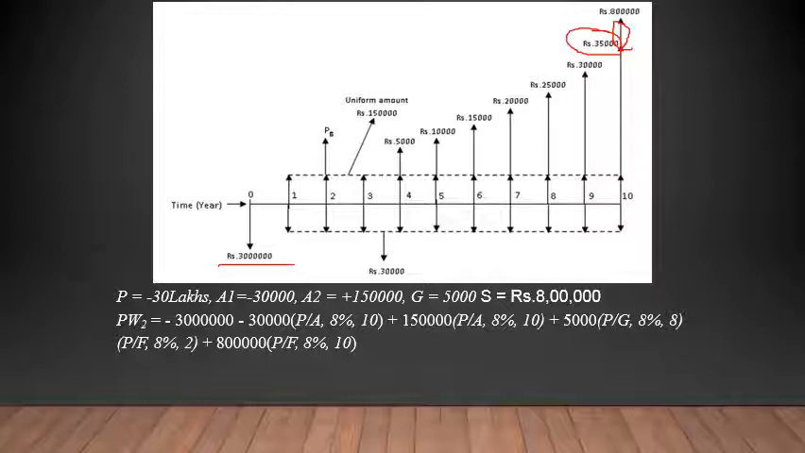But here it is not like that. You can see that here there is a gap of these 2 years, and it starts from the 4th year. It doesn't start immediately from the second year. There is a gap of 2 years and it starts at the 4th year. How do we encounter that? Observe carefully. 5,000 P by G, 8.